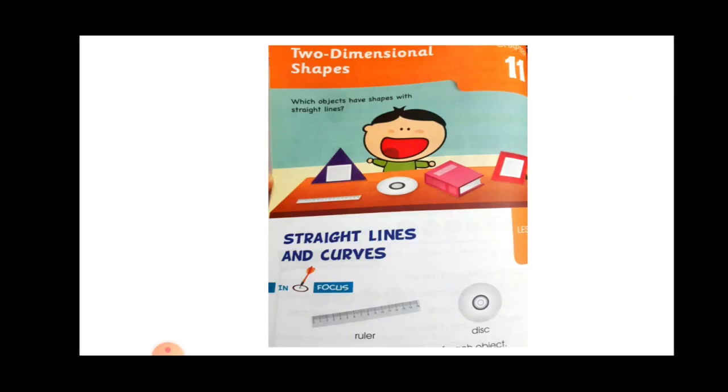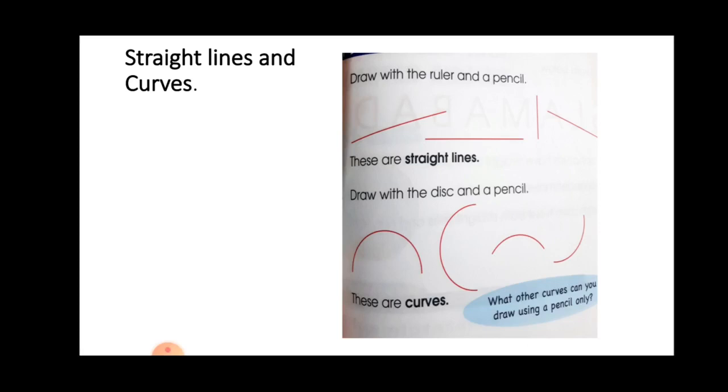Now let's move to our topic, two-dimensional shapes. You can see different pictures here. Different objects have shapes with straight lines. Can you see? This is a triangle and a triangle has 3 straight lines. Disc. Can you see this disc in the picture? Yes, it is one curve shape, no straight line in it. So, different objects have shapes with straight lines, and different objects have shapes with straight lines and curves. Is that clear? Straight lines and curves.